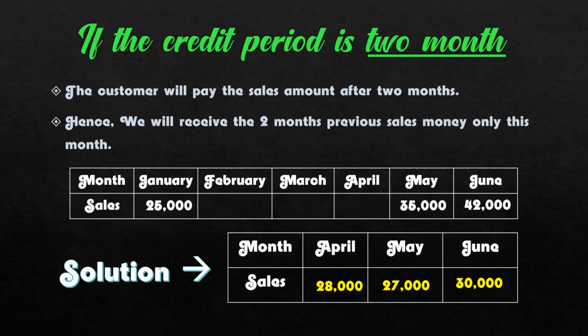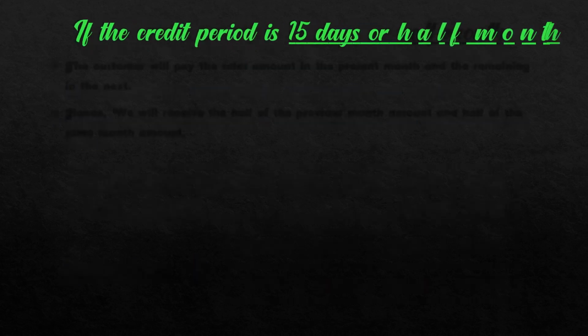So far so simple. If no adjustment is given, take the same month. If a one month credit period is given, you take the value of the previous month. And if they have given a 2 month credit, you take the value from 2 months before. Next, if the credit period is 15 days or half month, in such a case only we are going to do a calculation.